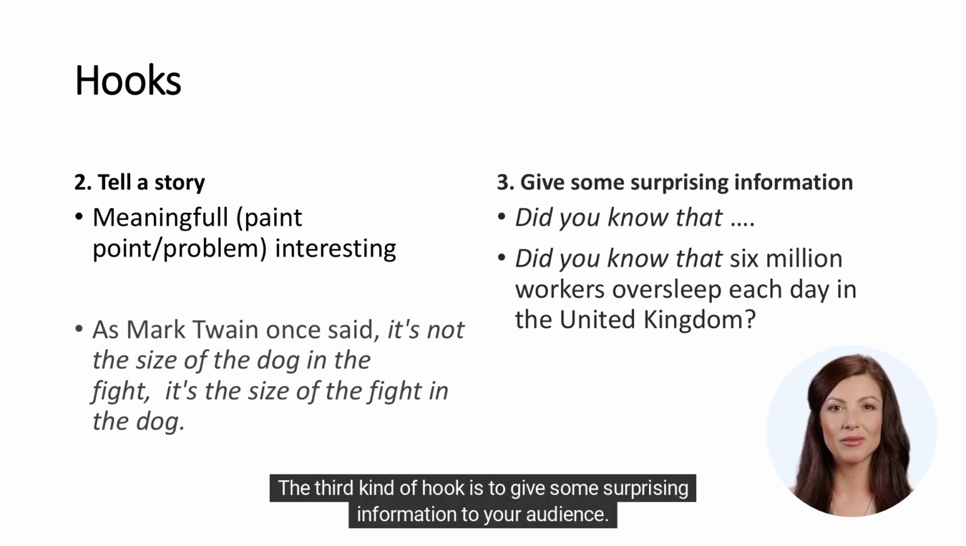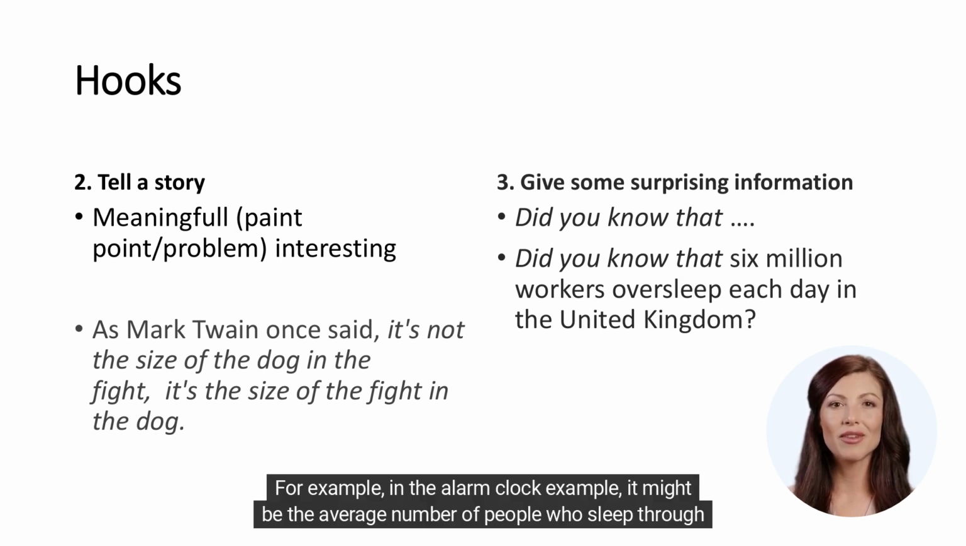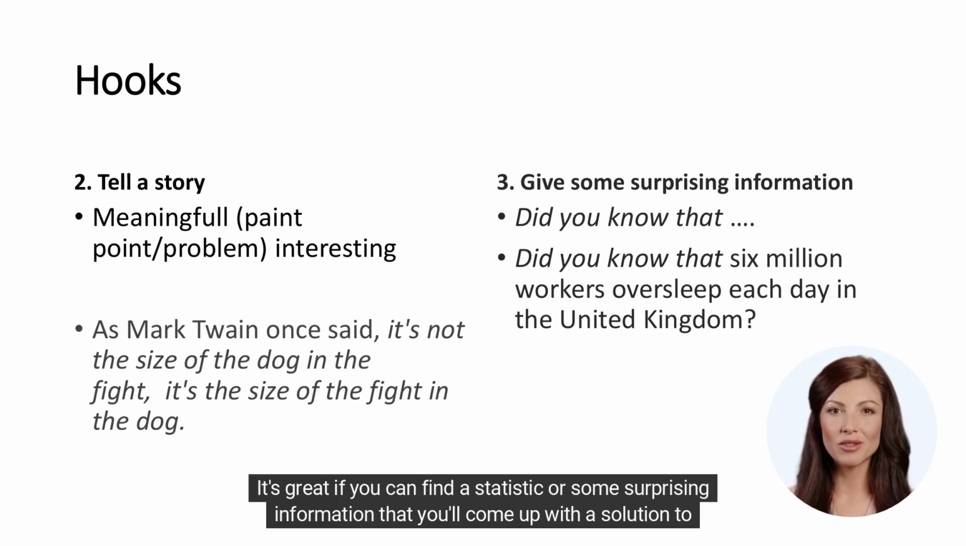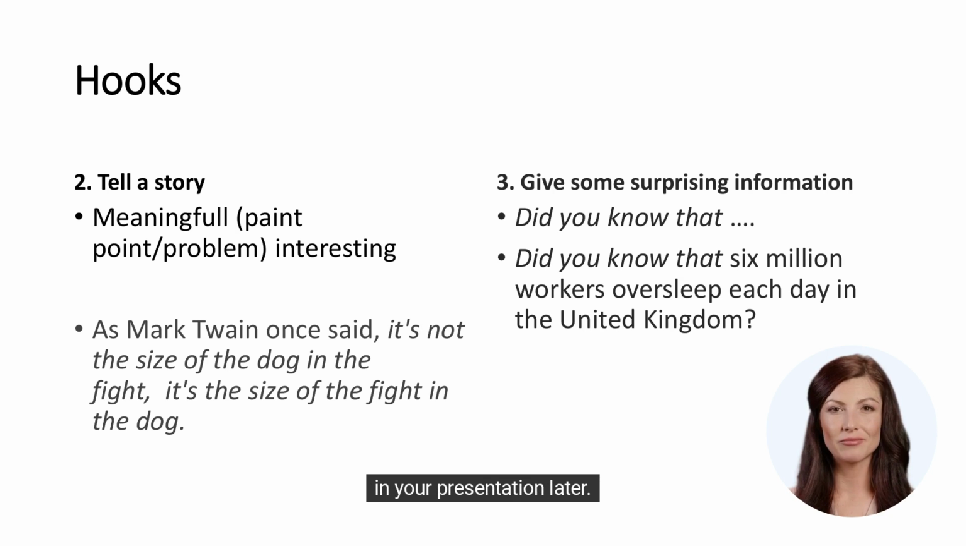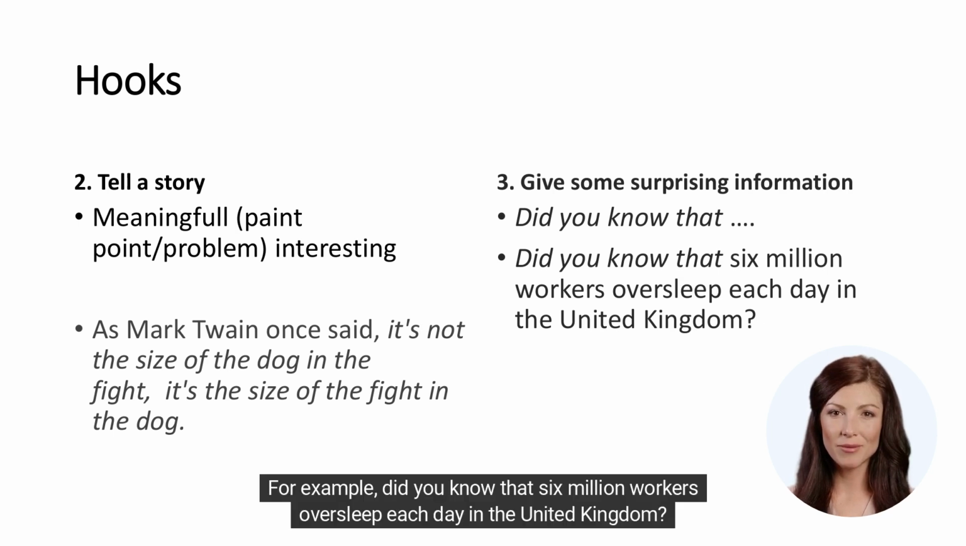The third kind of hook is to give some surprising information to your audience. It could be a statistic. For example, in the alarm clock example, it might be the average number of people who sleep through multiple alarm clocks. It's great if you can find a statistic or some surprising information that you'll come up with a solution to in your presentation later. But it could be just something interesting that's related to one of your points, not your main point. For example, did you know that 6 million workers oversleep each day in the United Kingdom?